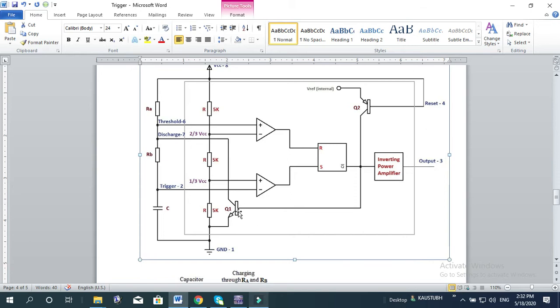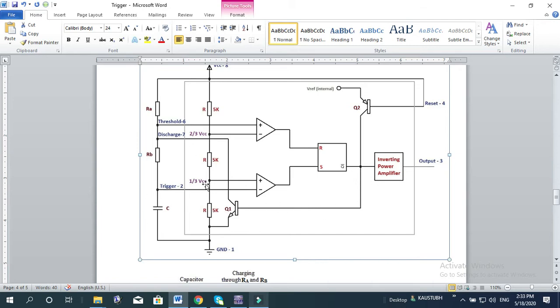When it is discharging, up to how much does it discharge? It discharges up to 1/3 of the VCC. When the capacitor voltage reaches 1/3 of the VCC, comparator 2 gets triggered. As this input gets triggered, the flip-flop output then goes high. Then this cycle repeats again.